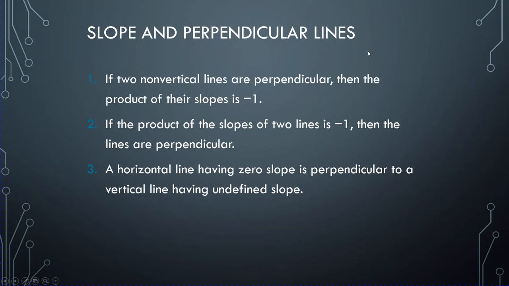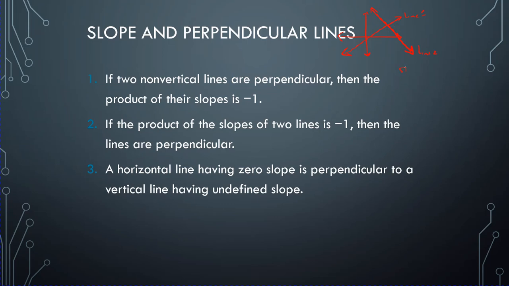Okay, now perpendicular lines. If two non-vertical lines are perpendicular, then the product of their slopes is -1. First of all, what do perpendicular lines look like? If you were to sketch one, this would be line 1. Line 2, a perpendicular line, might look like this. What it means is it crosses it to form four 90-degree angles.